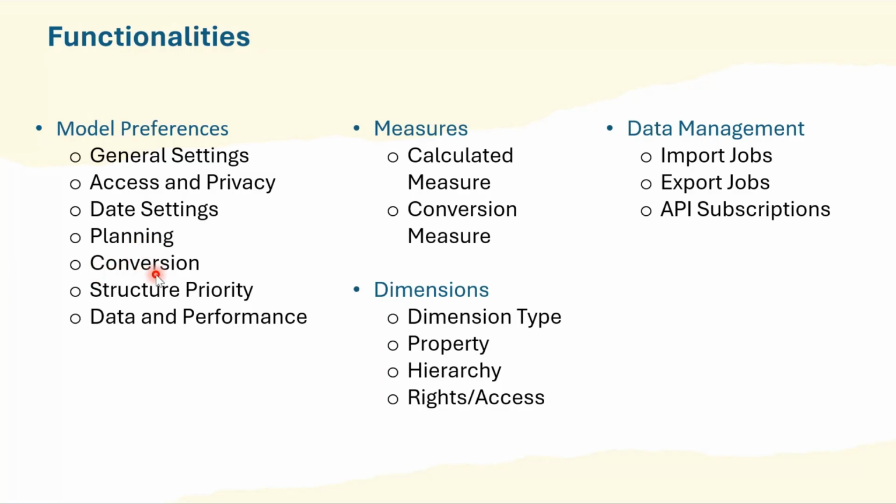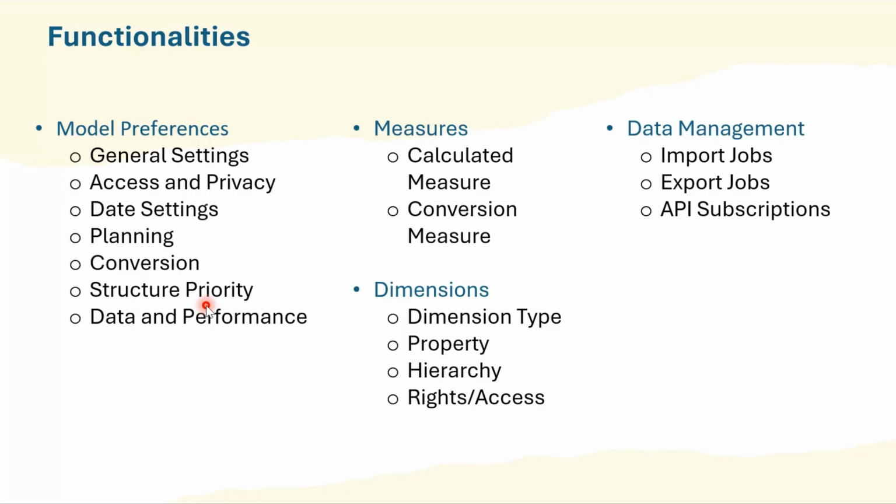Then we have conversion option, so you can perform currency conversion, you can also perform unit conversion using this setting. Then you have a structure priority. Structure priority is basically if your model contains both measure as well as account. There can be a measure based model, there can be account based model. In some cases you have both.